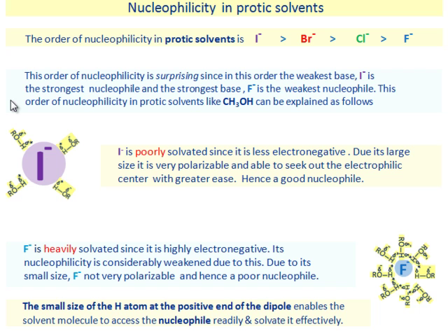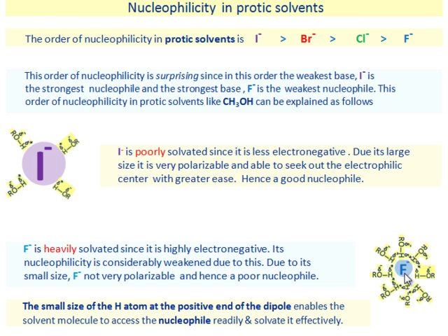This order of nucleophilicity in protic solvents like methanol can be explained as follows. I- is poorly solvated since it is less electronegative. Due to its large size, it is very polarizable and able to seek out the electrophilic center with greater ease, hence a good nucleophile.